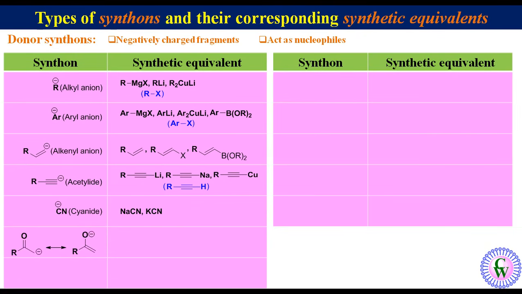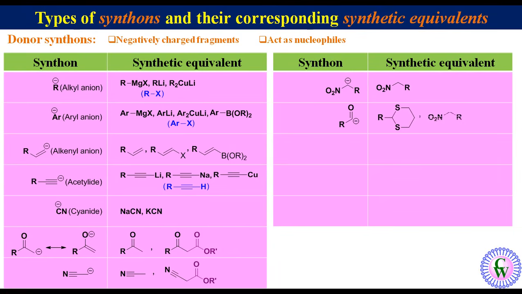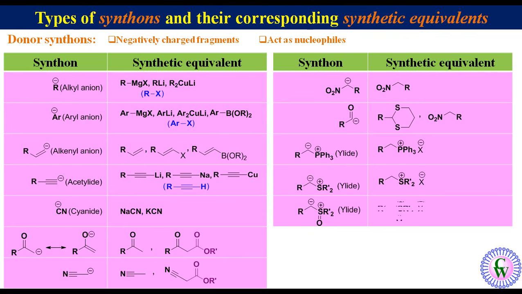For enolate, ketone or beta-ketoester. For cyanomethyl anion, acetonitrile or cyanomethyl ester. For nitroalkyl alpha anion, nitroalkane. For acyl carbanion, 1,3-dithiane or nitroalkane. For Wittig ylide, alkyl phosphonium salt. For sulfonium ylide, the corresponding sulfonium salt. For sulfoxonium ylide, the corresponding sulfoxonium salt.